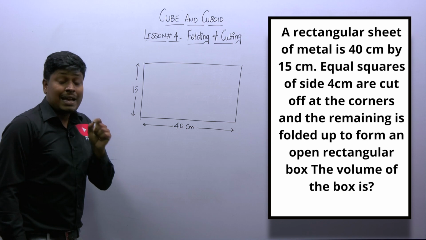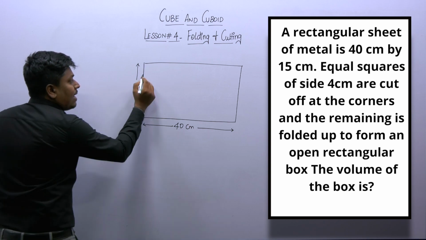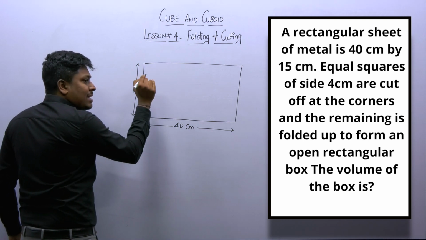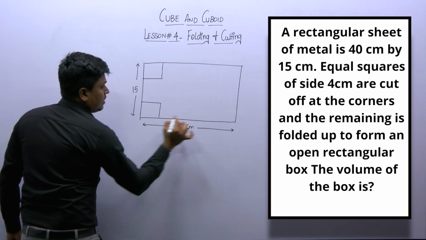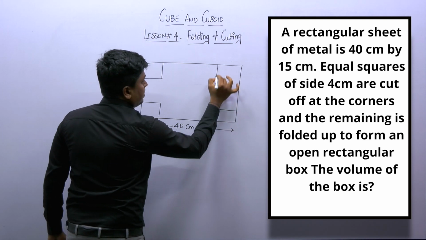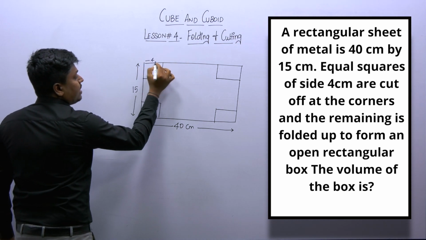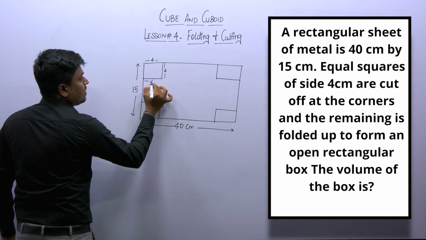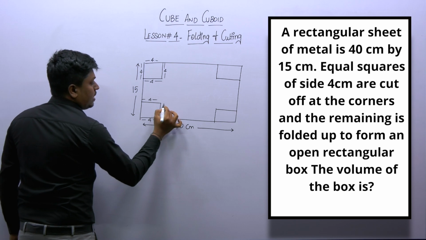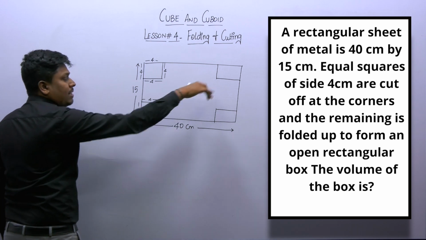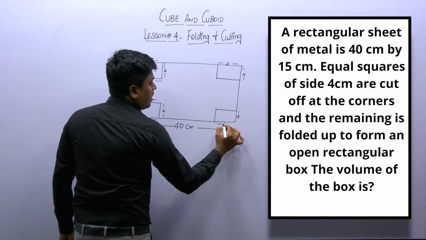Equal squares of side 4 cm are cut off at the corners. So what they are saying is, at the corners, a square of 4 cm is cut off. So we can say this region they have cut off. Similarly this region, and this region. So at every corner, a square part of 4 cm. So this will be 4, this will be 4, this will be 4, and this will be 4. So the region of 4 cm was cut off. Similarly all these areas, this area 4 and this area 4, similarly 4 and 4.